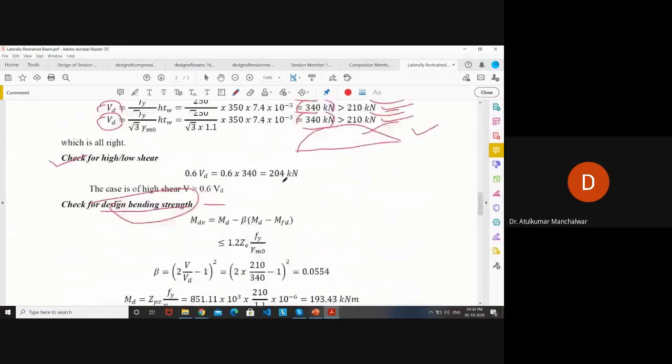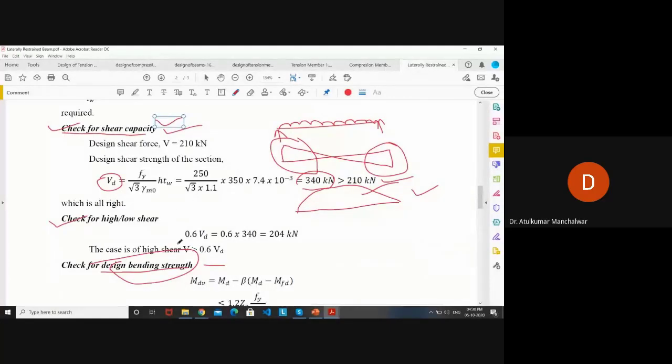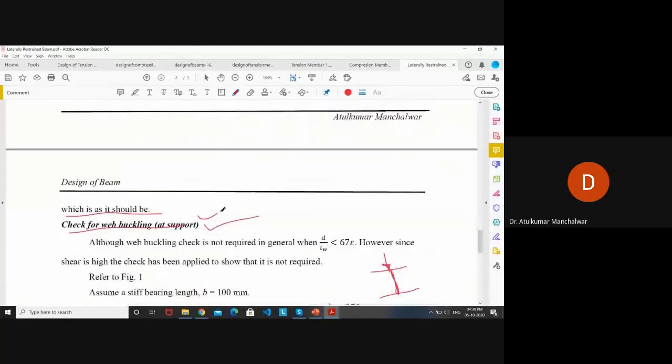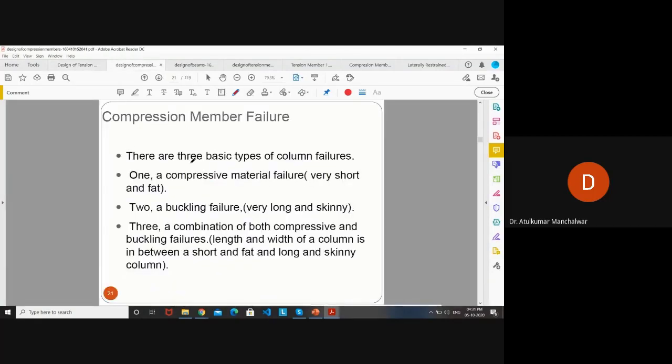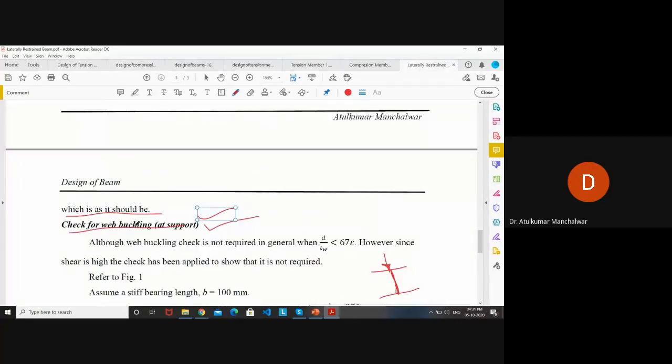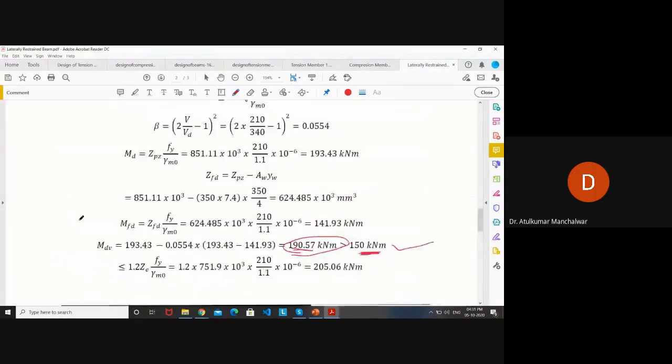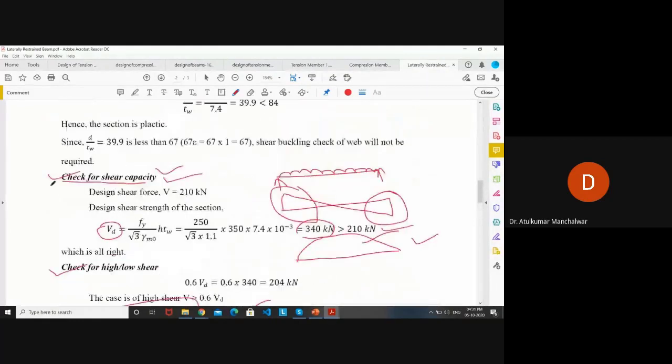Please remember these three words: check for shear, check for bending strength, and check for web buckling. Again, I am repeating the failure pattern for the steel tension member: failure due to yielding of cross section, failure due to critical section, and block shear. In the compression member, there will be failure due to buckling and crushing. And in the beam case, there is the failure of web buckling, failure due to the bending strength and the shear strength. Shear failure, flexure failure, and buckling failure at the support.